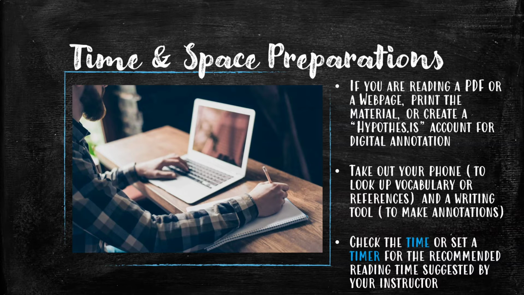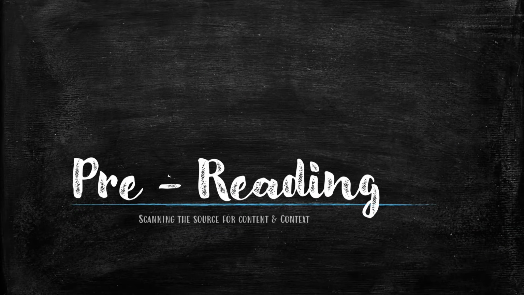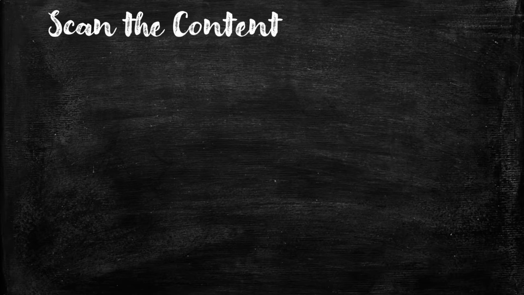Once you are prepared in mind and body and in space and time, you will begin the first phase of the reading process, which is pre-reading. Pre-reading a text comes in two kinds of forms. Firstly, you will want to pre-read for the content of the text, and then secondly, for the context. So let's start by looking at the content first.